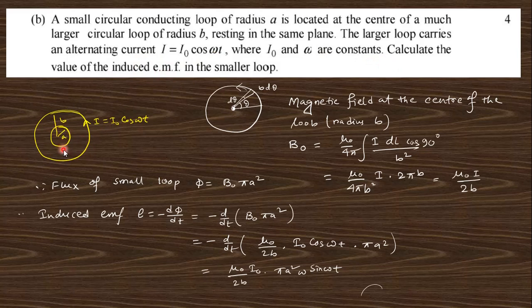You need to find the induced EMF, and this is nothing but d phi by dt. So phi is B into area, B into pi r squared, and this B is the magnetic field at the center, equal to mu 0 I dl cos 90 over r squared. So this is equal to mu 0 I by 2r. Put this value, I is nothing but I0 cos omega t, and if you take this derivative you will get sin omega t. Clear? If there is any doubt you must comment in the comment box. Next question.